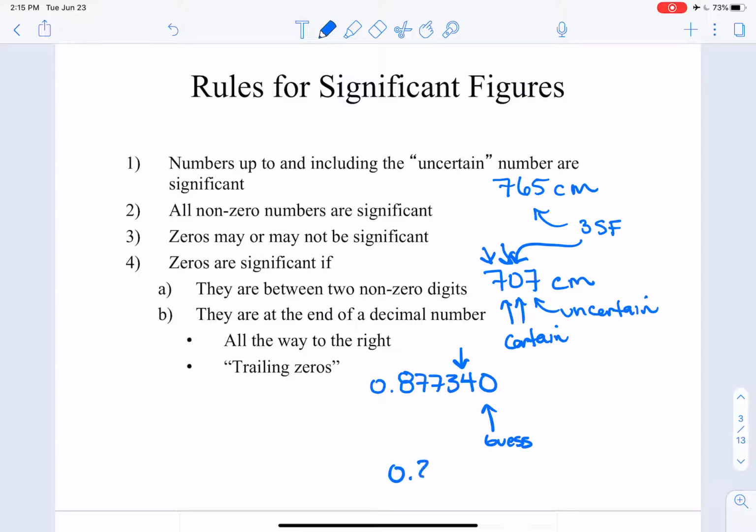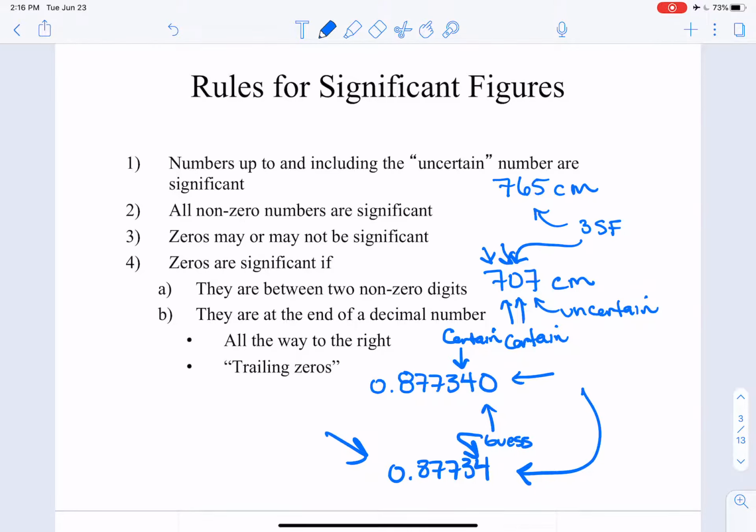If we reported our measurement as 0.87734, that would be saying that the 4 was a guess and we were not certain about the 4 in this value. So that might be 0.87733 or 0.8734 or 0.8735, but our best guess is it's 0.87734. The 3, the 877 and the 3 in the bottom value are certain. So this one, if you throw a 0 on the end there, it's telling your reader that your measuring device is more precise than the one you use to measure this value right here.